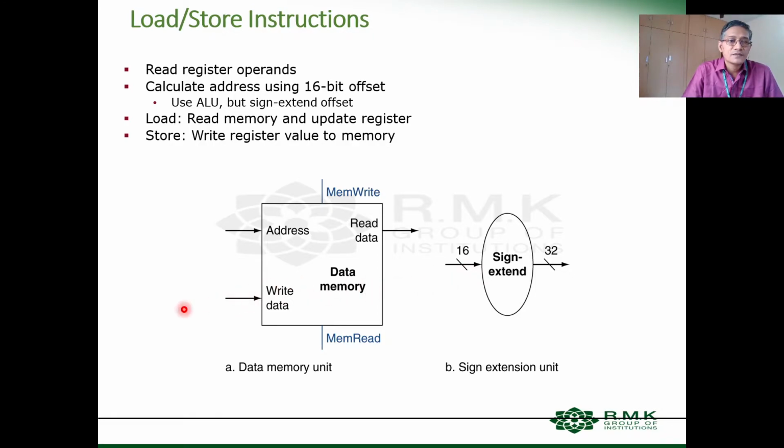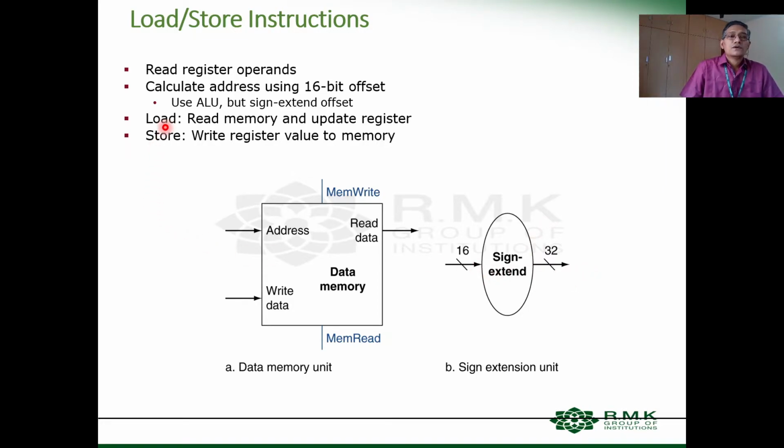What are the higher order bits? The remaining 16 bits. So the 16 remaining higher order bits will be filled with whatever value is available in the MSB of the original 16-bit value. For example, if the MSB value is 1 in the 16-bit offset, that 1 will be replicated 16 times in the higher order bits. So you will get 16 ones added so that it becomes 32 bits in total, right?